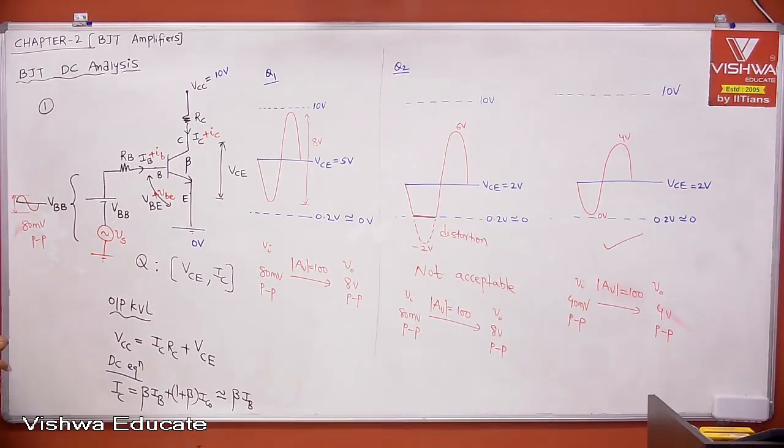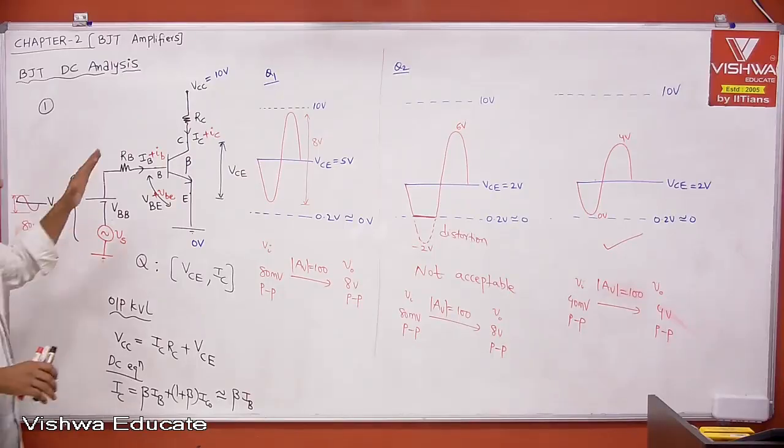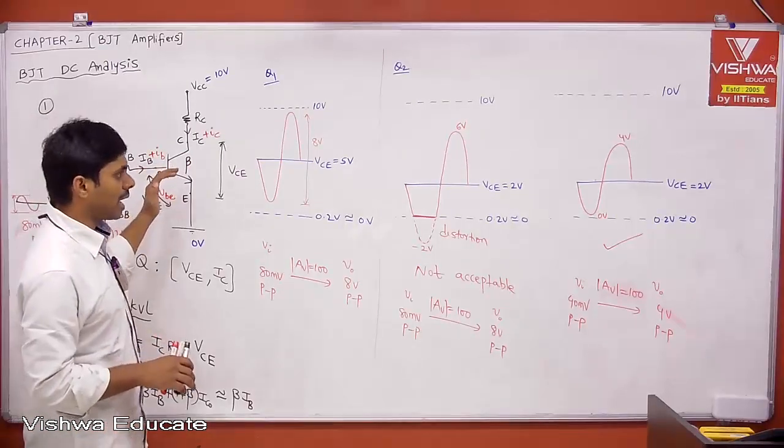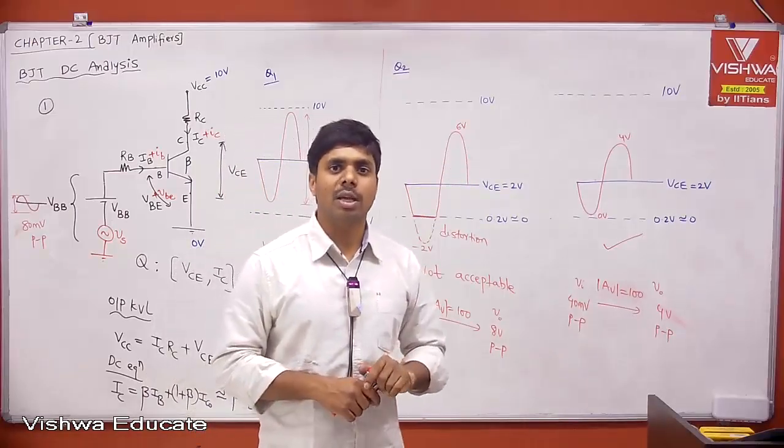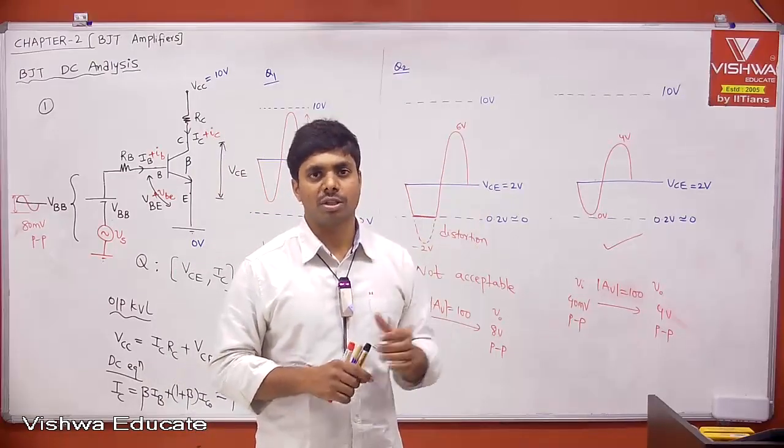Therefore, what is the observation? Purpose of DC analysis is to keep the transistor in active region. After keeping the transistor in active region, whatever operating point is set, that should be stable. If that is not stable, you will see distortion. Okay.